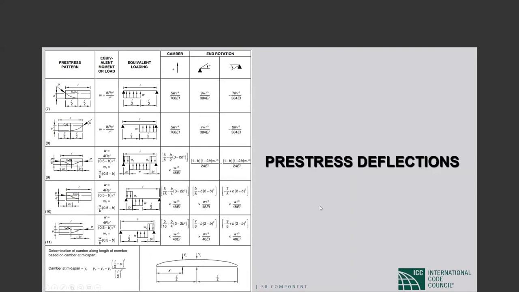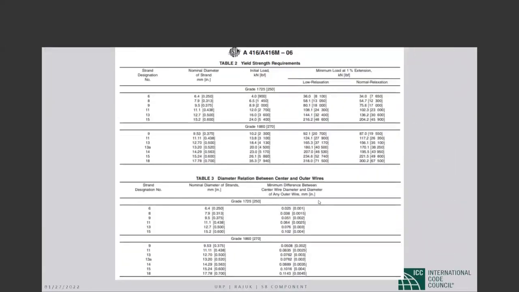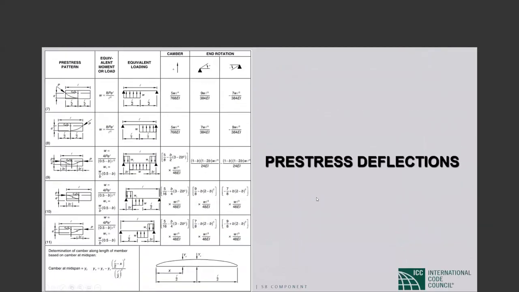So after you figure out the camber, then you have to superimpose the other values, right? Those would be the dead load deflection and the live load deflection, which are not reflected here, but you can find them in other tables, and you need to find the net deflection.